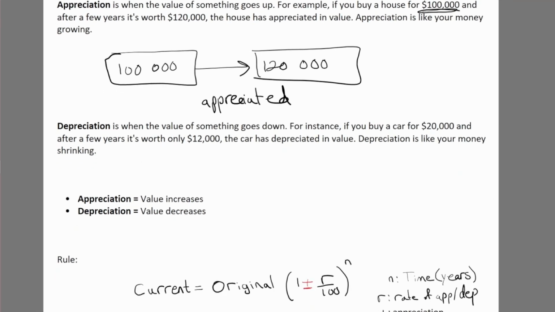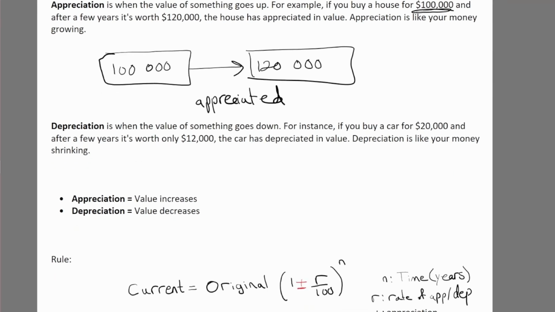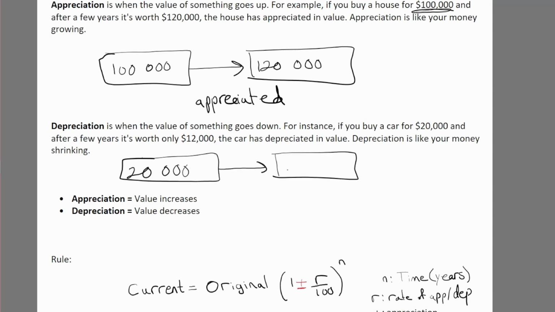Now, depreciation, on the other hand, is, let's say you bought a car for $20,000 and a few years later, the value of the car is now $12,000. So you would say that the car depreciated in value. So you can think of appreciation as the value increasing and depreciation as the value decreasing.